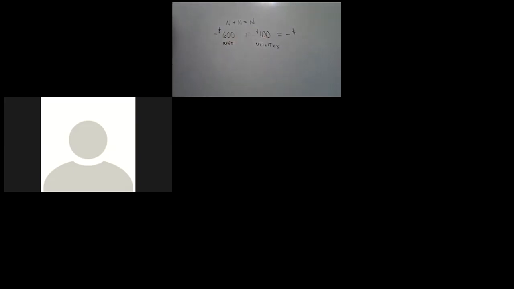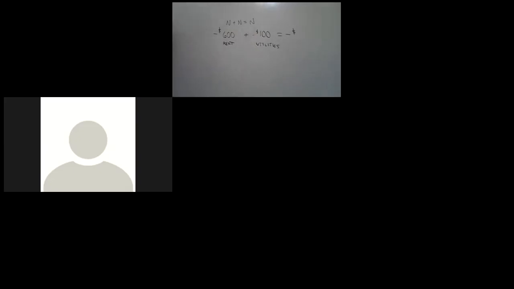Let's go ahead and make even numbers so that it's easier to work out without having to go through a calculator. All right. So I have rent of 600 and utilities of about 100. So the question is, how much money did I spend?